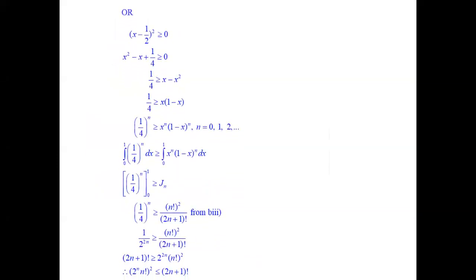This other method is actually understanding, again, the quadratic. So x minus a half all squared is greater than or equal to 0. Again, it's similar to the first method: a quarter is greater than or equal to x times 1 minus x. Start with a quarter to the n, integrate from there and rearrange it. They were successful this way as well.